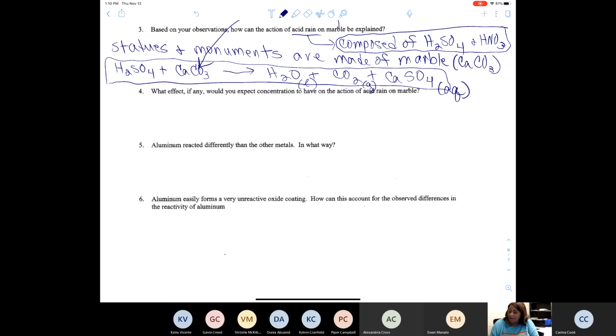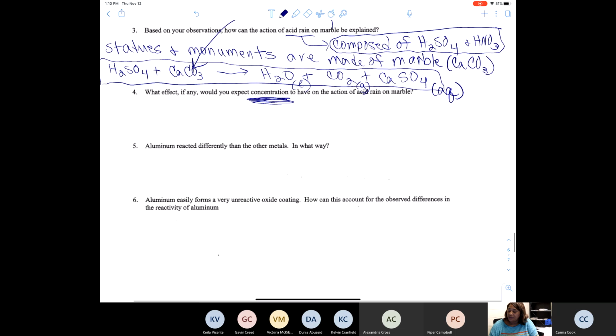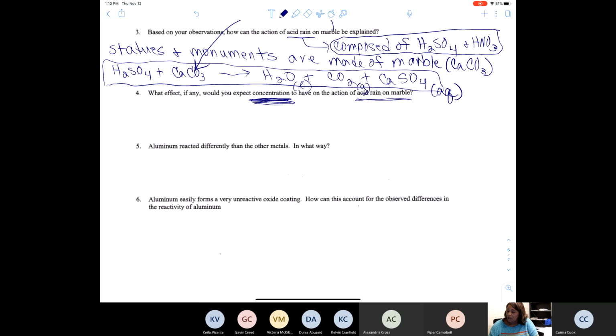And then let's talk about question 4, concentration. If you have a high concentration of acid in acid rain, what effect is that going to have on the marble? Will that cause the marble and the statues to break down quicker or slower?